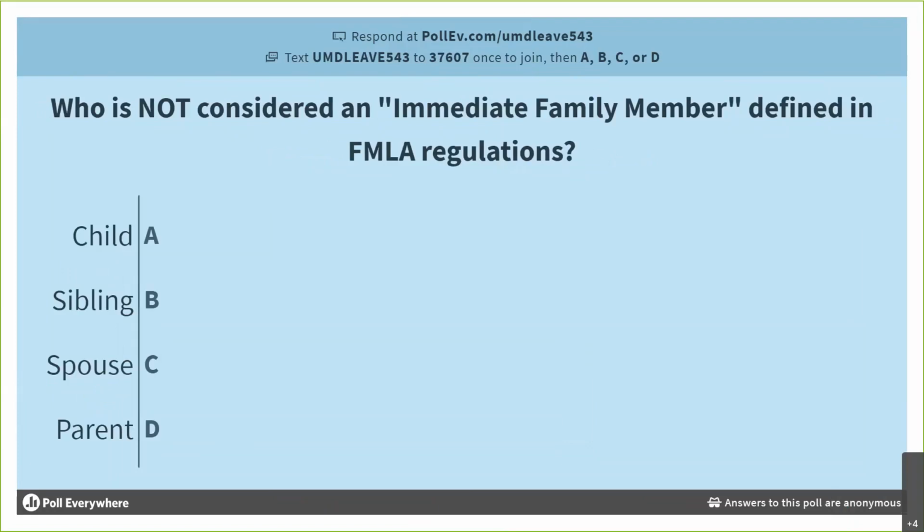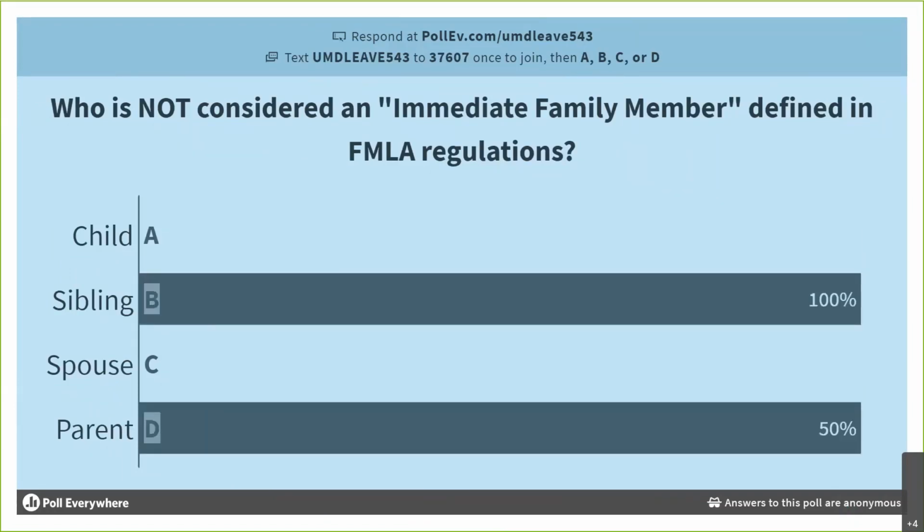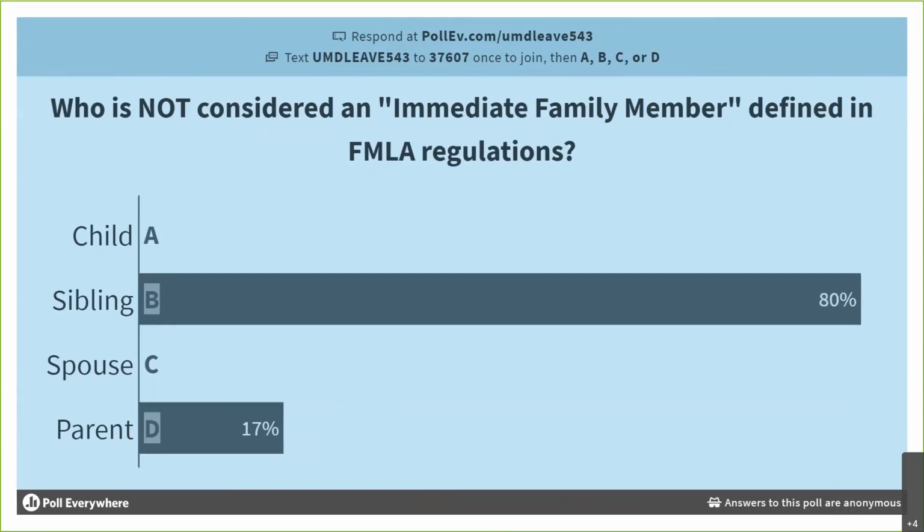Okay. Who is not considered an immediate family member defined in FMLA regulations? I think it would be fair game to say that the majority of the class is correct. So a sibling is not considered an immediate family member as defined in FMLA regulations. However, that does not mean that there are not other provisions that allow you to take leave for a sibling. Again, we will go into that in more detail.